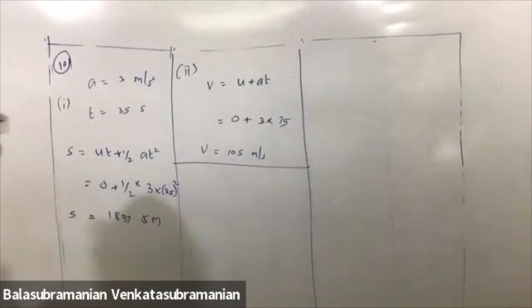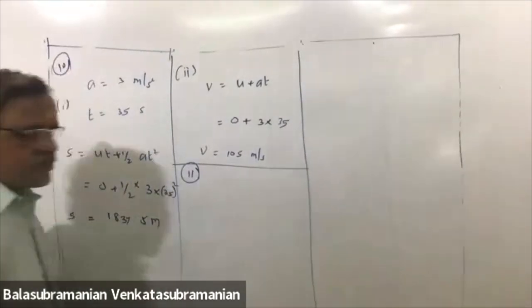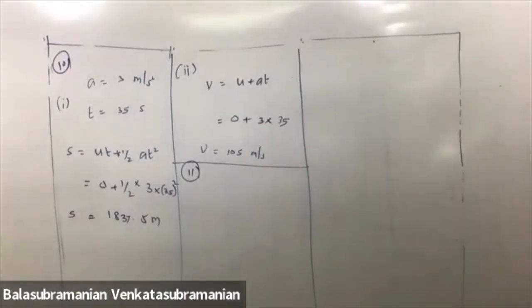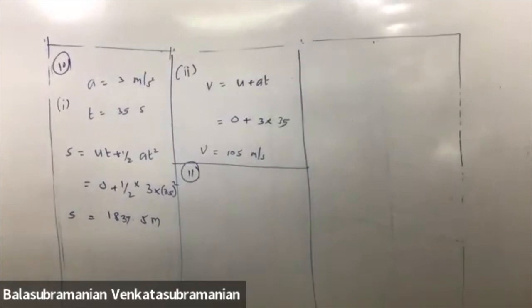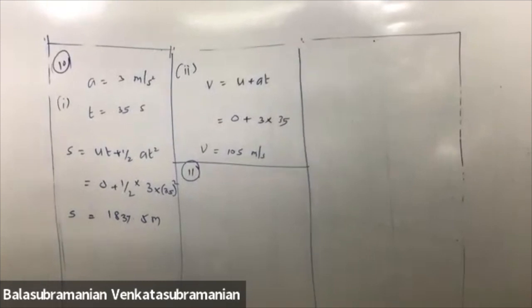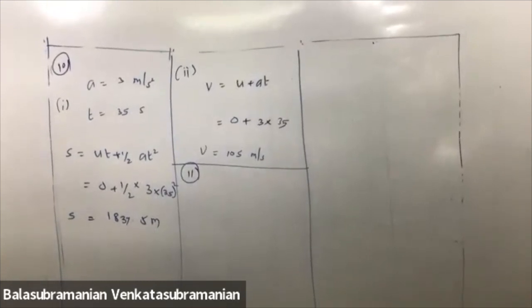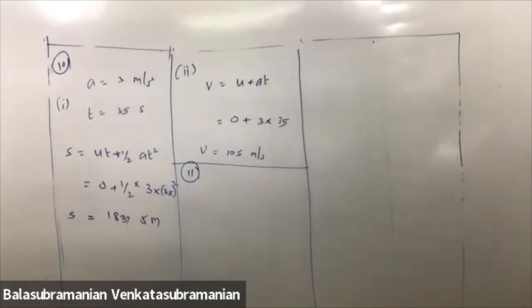Then the 11th one. An electron traveling with a speed of 5 into 10 power 3 meter per second passes through an electric field with an acceleration of 10 power 12 meter per second square. How long will it take for the electron to double its speed? What will be the distance covered by the electron in this time?